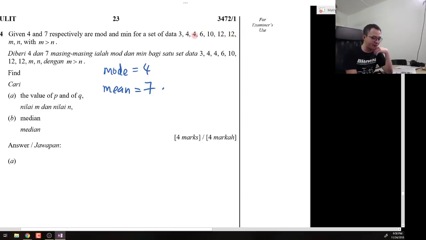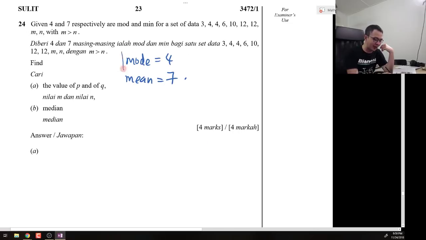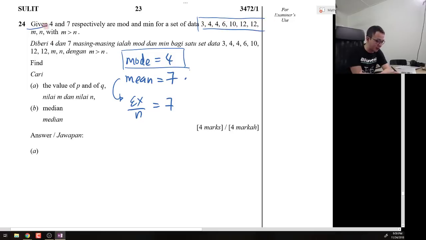So in order to make 4 become the mode, maybe m and n are both 4, but since they use m and n, I will guess m and n are two different values, but I know one of it must be 4, because in order to make 4 the mode, you should understand what mode is, right? Therefore this one I hold first for later. I start from the mean. Mean is sum of x over n equals 7, right? Sum of x, that means I sum all these numbers.